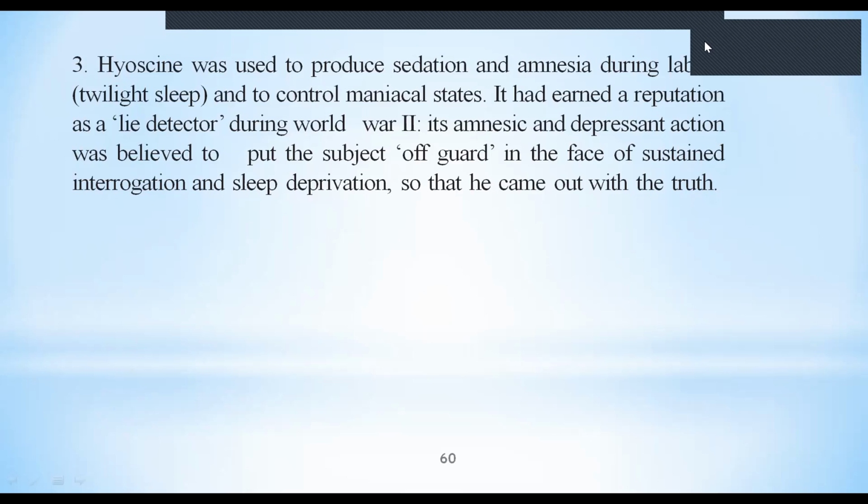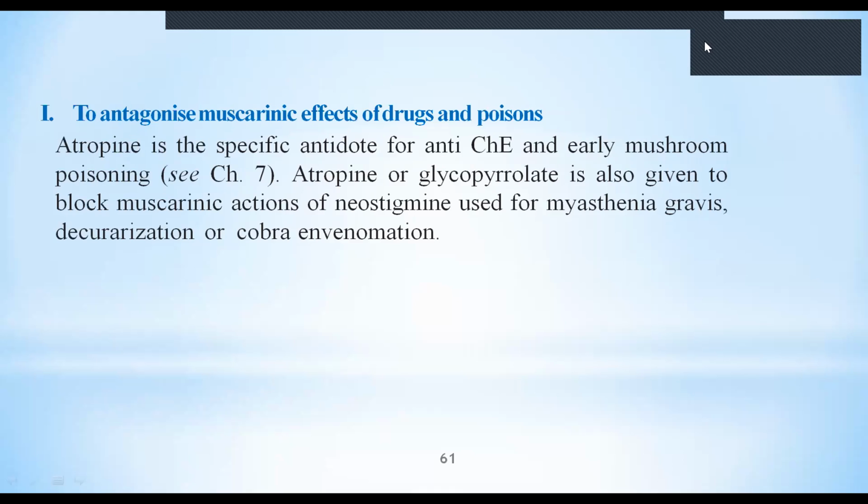action was believed to put the subject off guard in the face of sustained interrogation, especially of prisoners, along with sleep deprivation, so that the person can come out with the truth. So this is one way of indirectly torturing the patients or the prisoners into telling the truth. And certain drugs are used to antagonize muscarinic effects of drugs and poisons.